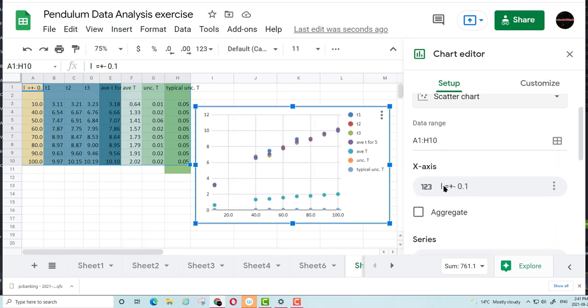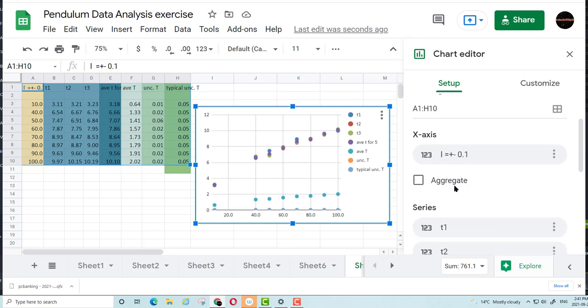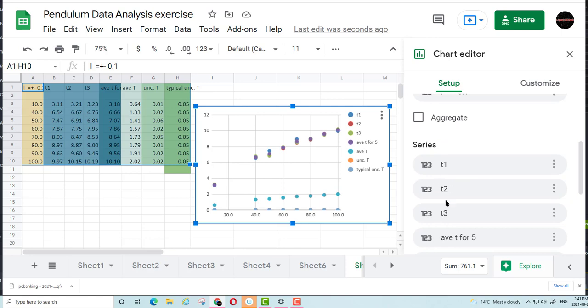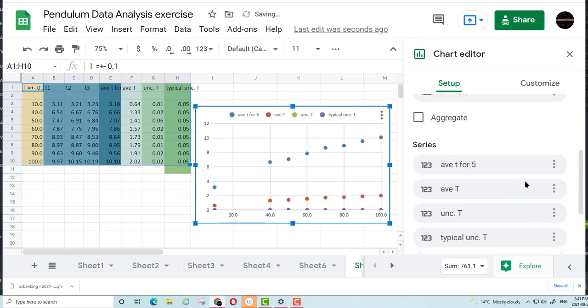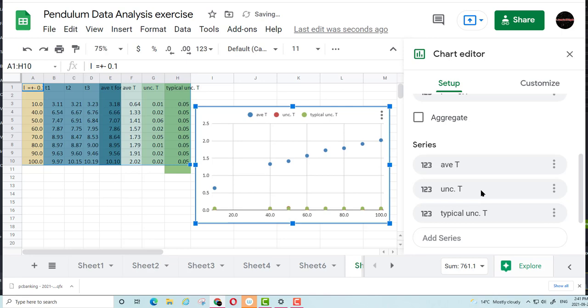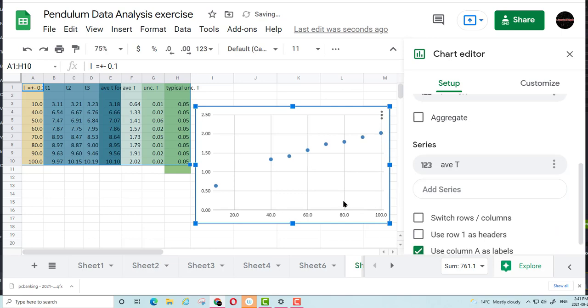So what I'm going to do is get rid of the rest of them. My x-axis was okay. I've got the x variable there that I want, the length of the pendulum. But the series here, those are my y values, and there's only one y value that I want, and that's the average period. So I'm going to remove all the other ones, and then I get this graph here.